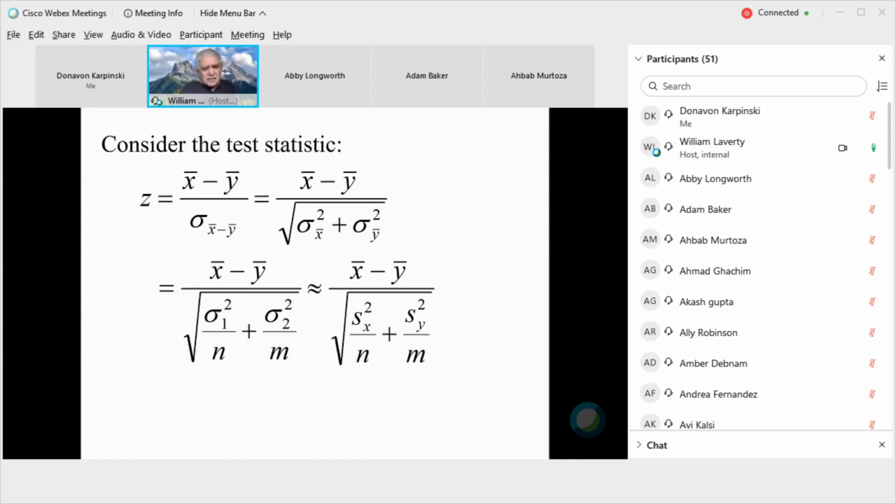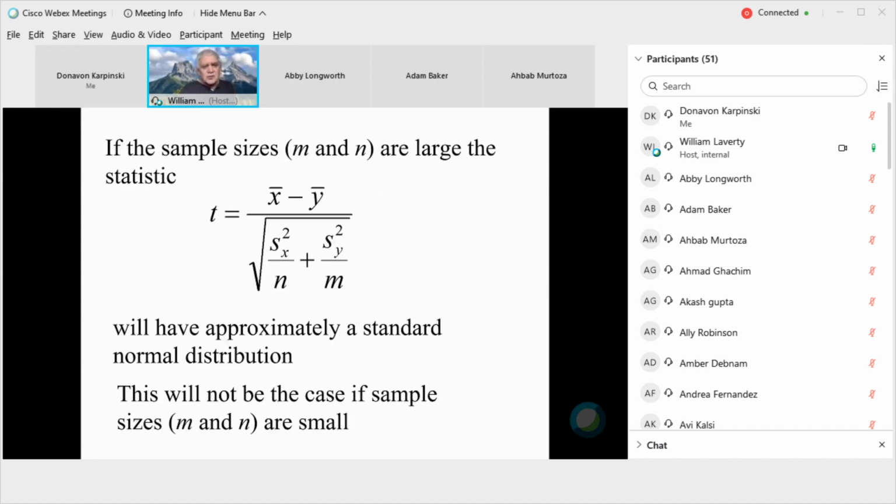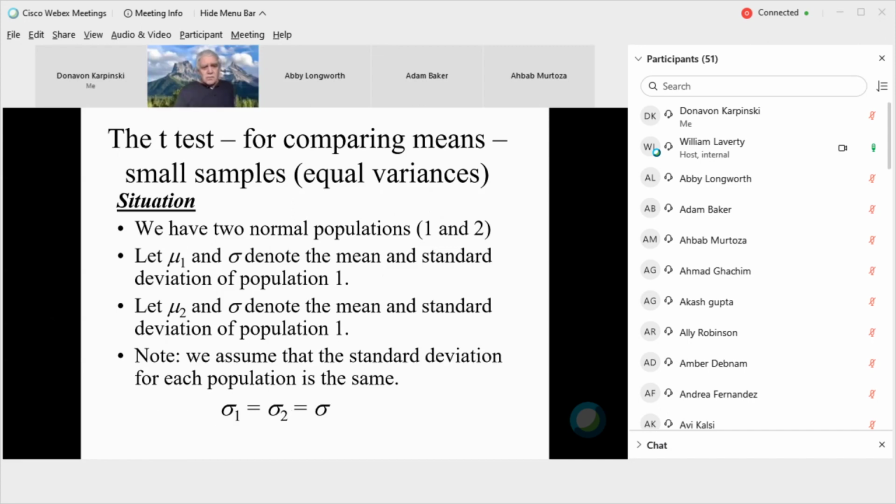There's the test statistic. That has a standard normal distribution if the sample sizes are large. In this statistic here, I will replace the standard deviations by their estimates, and this will have approximately a standard normal distribution, but only if the sample sizes are large. This will not be the case if the sample sizes are small. So we'll look at the t-test for comparing means, small samples, but equal variances.